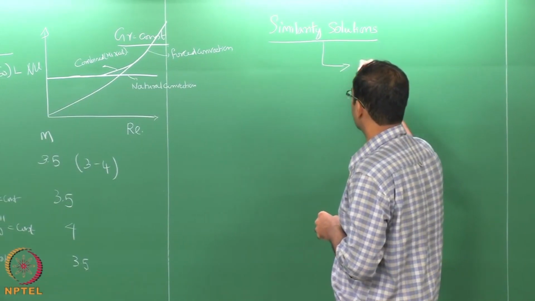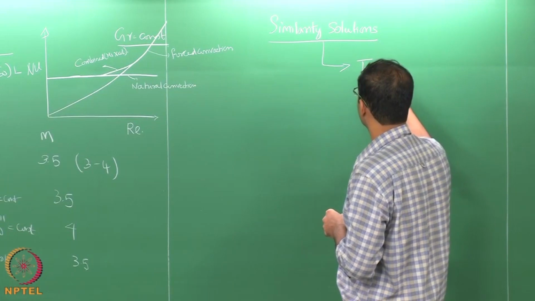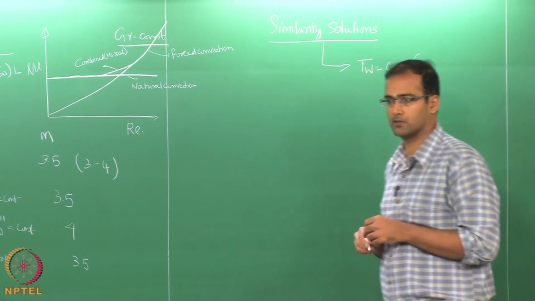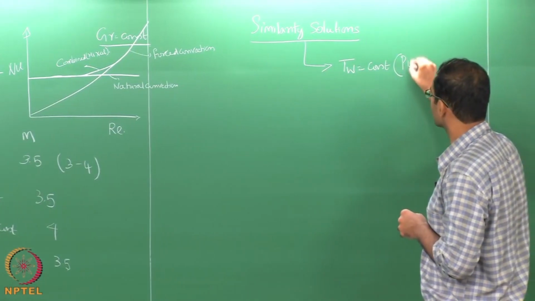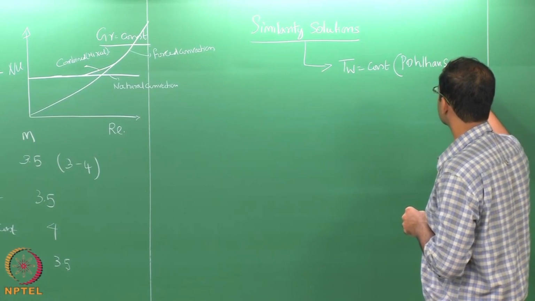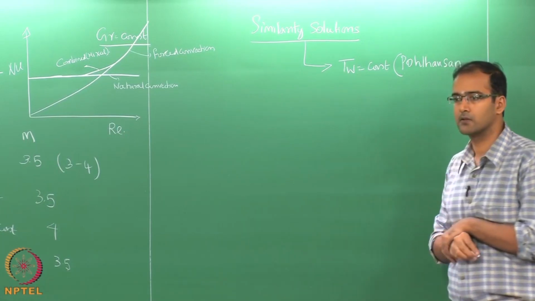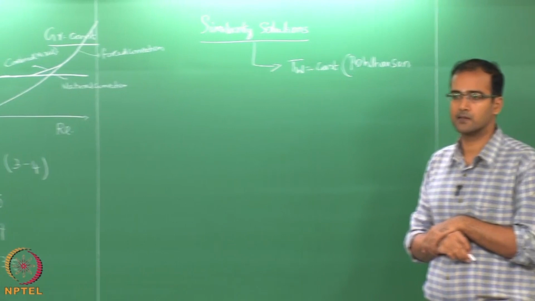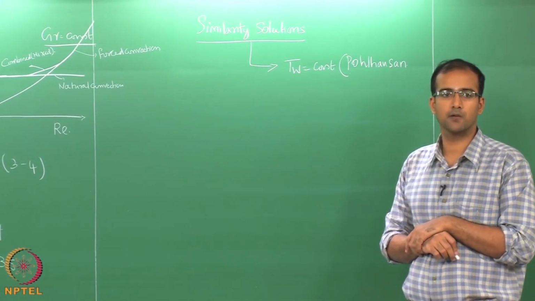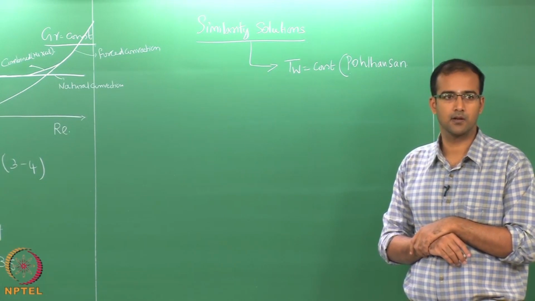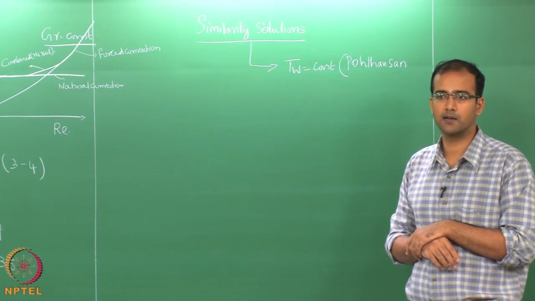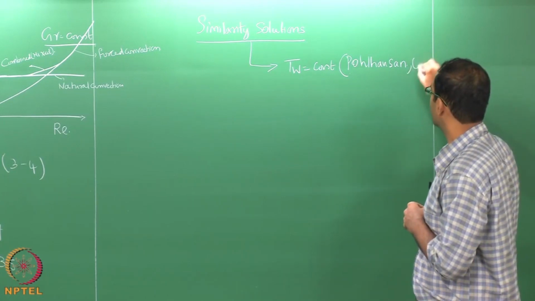The constant wall temperature boundary condition case was originally attempted by Pohlhausen, along with the external forced convection boundary layer. He also started looking at the case of natural convection, and he derived the similarity equation for this case also, but this was later solved for a wide range of Prandtl numbers by another person called Ostrach.